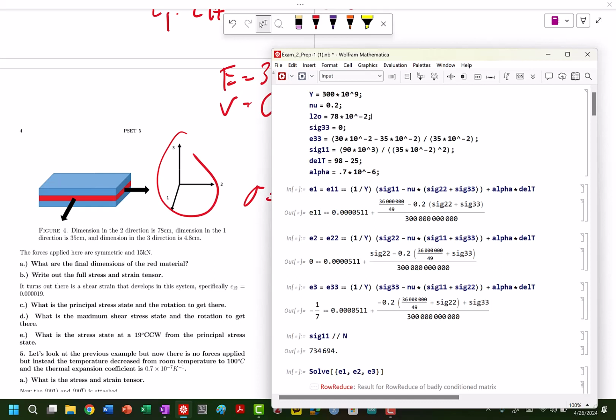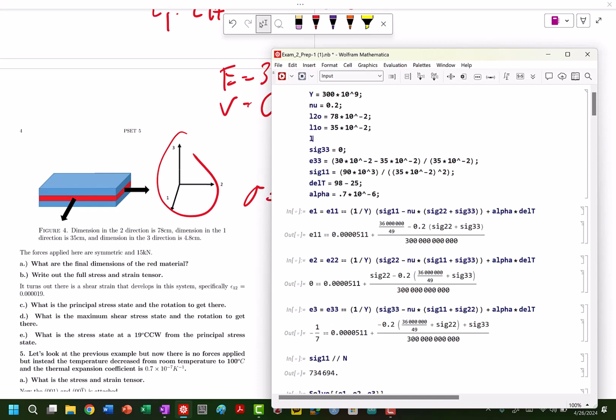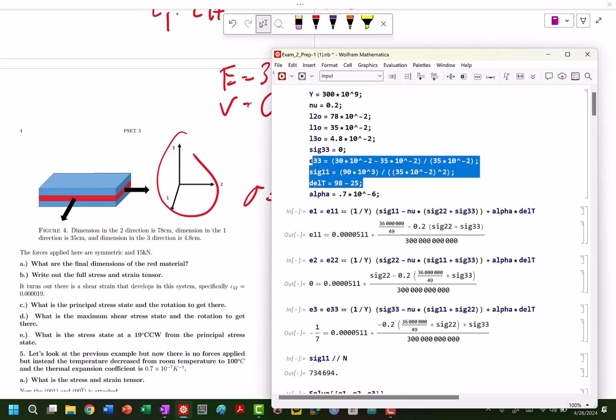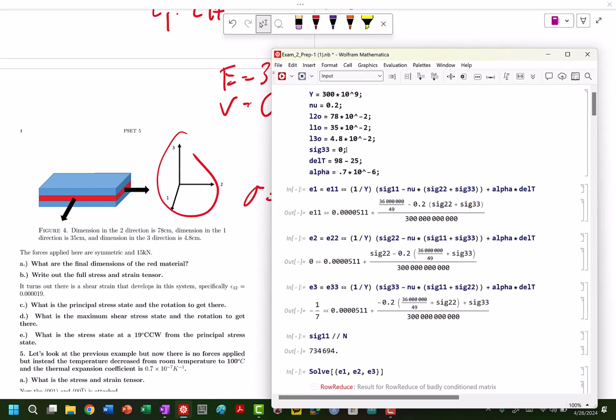These are all the initial dimensions. L1 naught is equal to 35 times 10 to the minus 2. And then L3 naught is equal to 4.8 times 10 to the minus 2. Fantastic. We're not dealing with any temperature here, so we'll keep the alpha here, but I wonder if I messed up that previous problem. If I did, it's just an order of magnitude error.